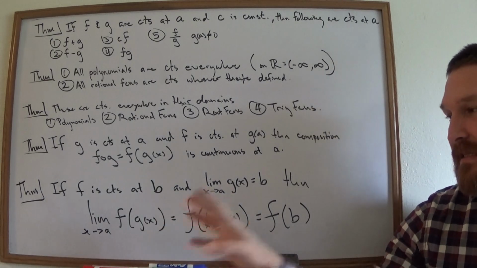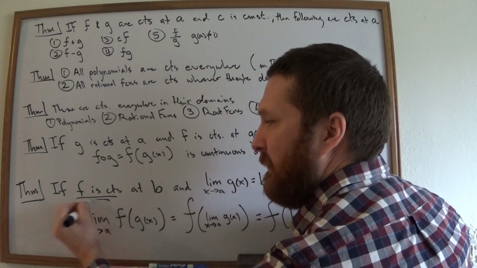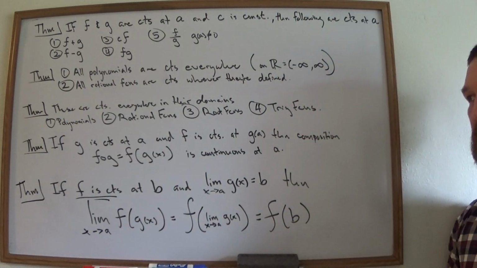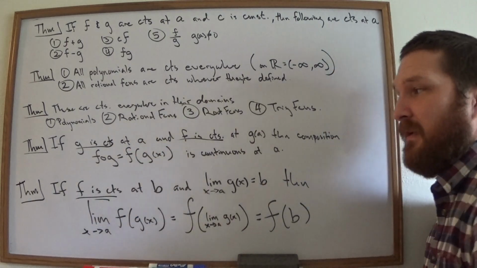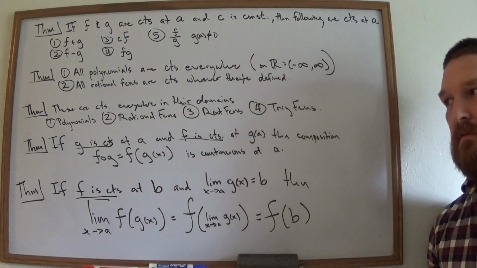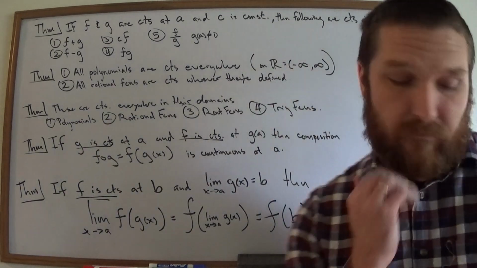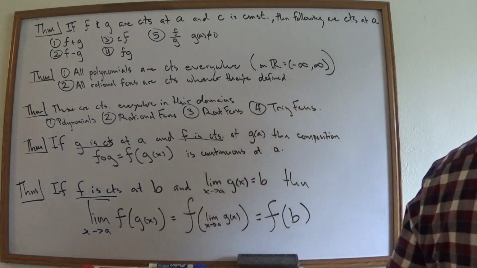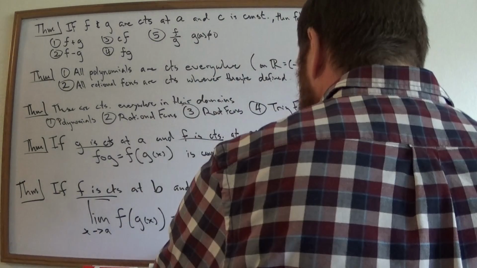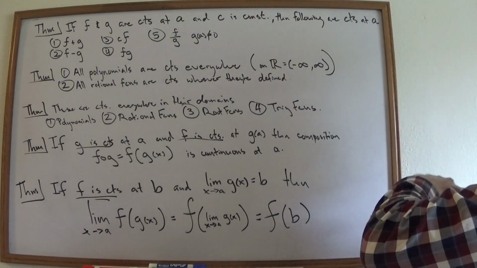F has to be continuous to be able to reverse the order. Yeah, because that is the key right there. F has to be continuous. And then if you happen to have two continuous functions, then their composition is continuous. That kind of makes sense. That's a big deal in other classes too, that the composition of two continuous functions gives you a new continuous function. Everybody good with this stuff?